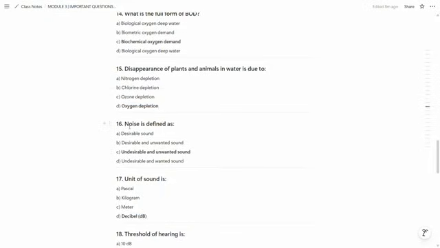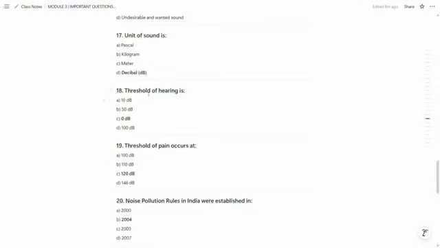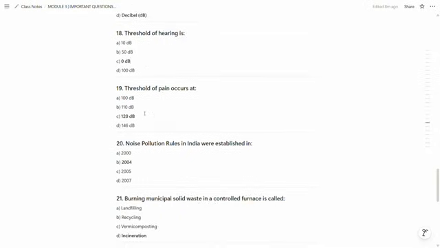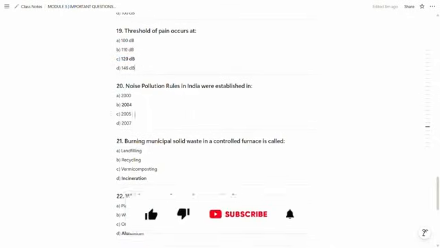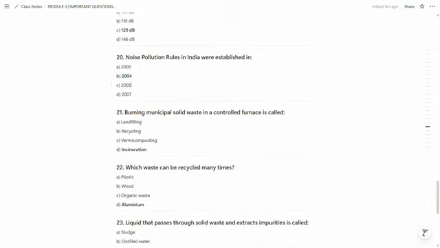Now the 16th question is, noise is defined as undesirable and unwanted sound. So C is the correct answer. Now the 17th question is, unit of sound is decibels, dB. So D is the correct answer. Now threshold of hearing is 0 decibels. So C is the correct one. Now threshold of pain occurs at 120 decibels. So C is the correct answer. Now noise pollution rules in India were established in 2004. So B is the correct option.